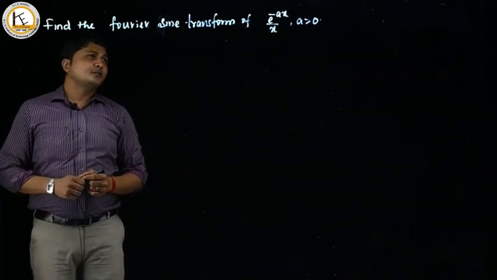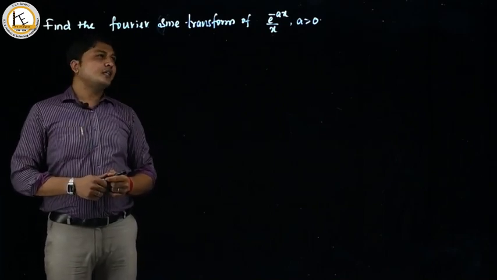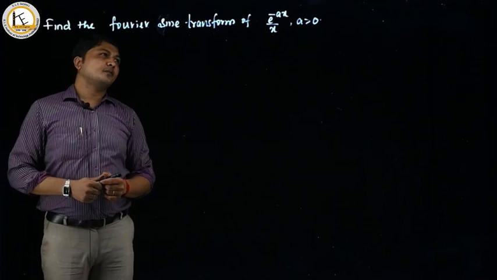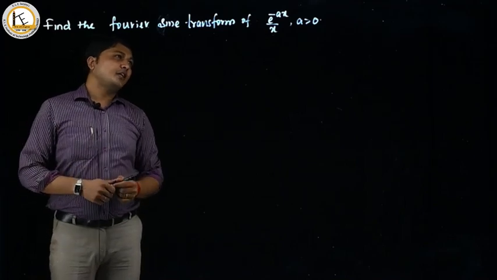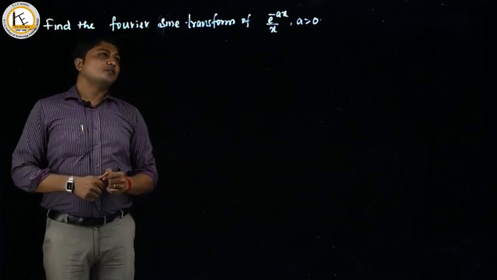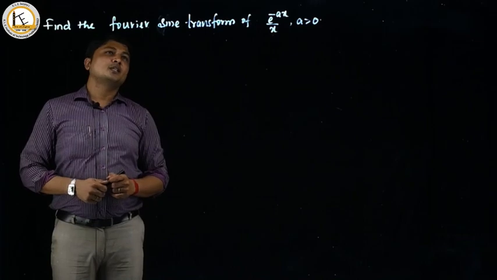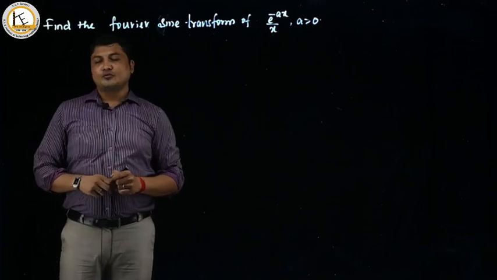Let us take the next problem, that is, find the Fourier sine transform of e raised to minus ax divided by x, where a is greater than 0. So here also the function f of x is given, so we need to compute the sine transform.